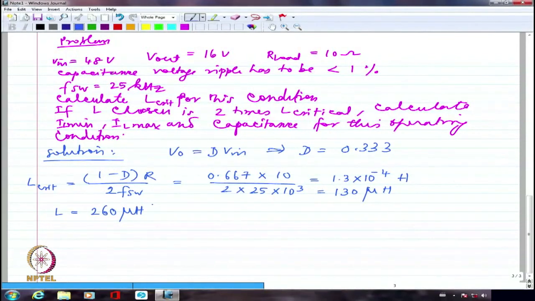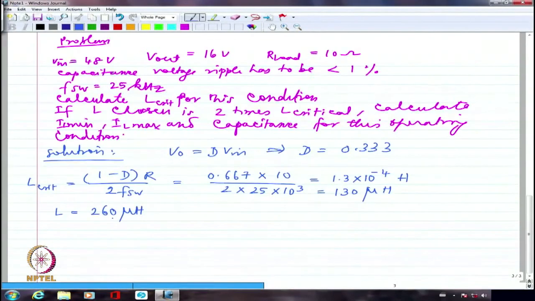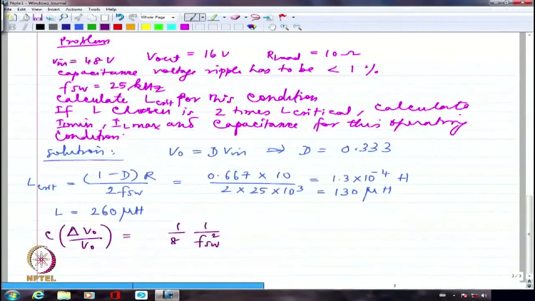So, you should be able to calculate, first of all, the capacitance value, for which we have again written the expression, delta V naught by V naught equal to 1 minus D. Okay, let me write this. So, I can write delta V naught by V naught multiplied by C equal to 1 by 8 f_s squared, 1 minus D divided by L. Right?